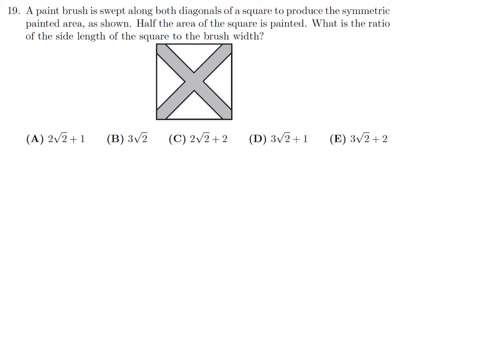A paintbrush is swept along both diagonals of a square to produce the symmetric painted area. As shown, half of the area of the square is painted. What is the ratio of the side length of the square to the brush width?